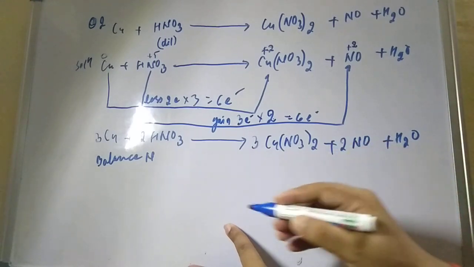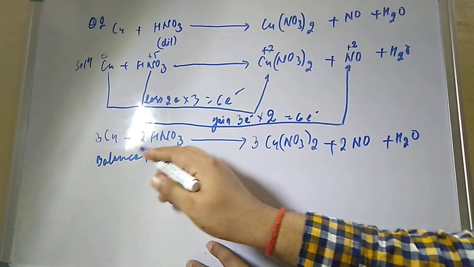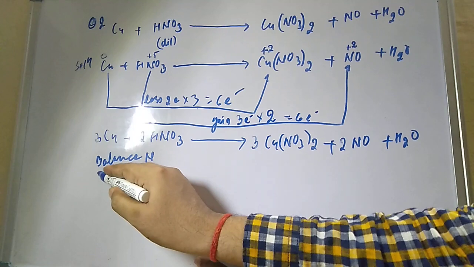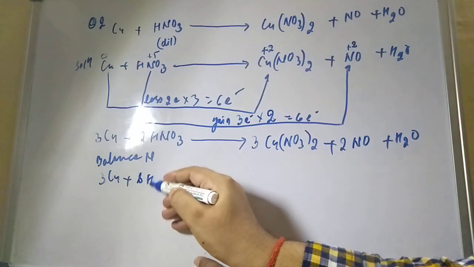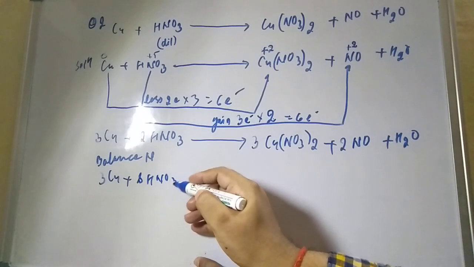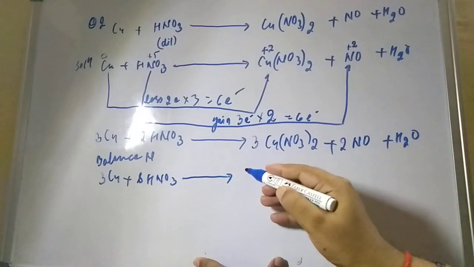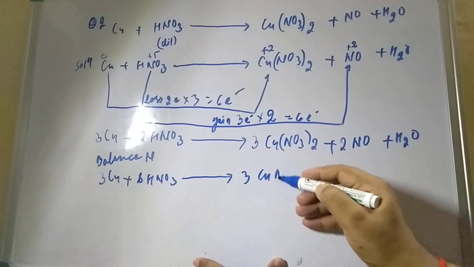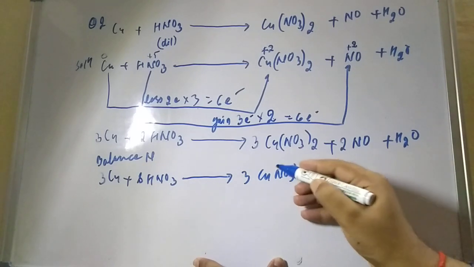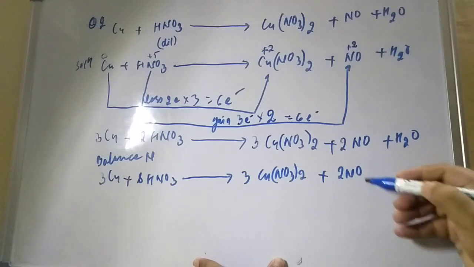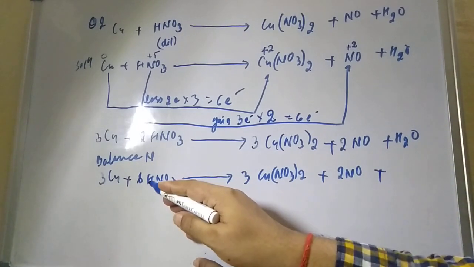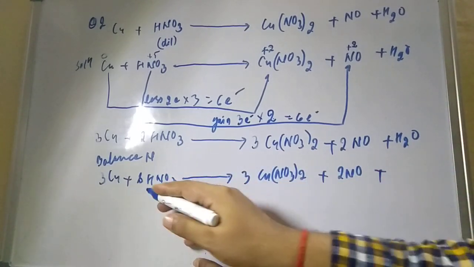Nitrogen is on this side. So here we will remove 2 and put 8 here. So here you write 3 Cu plus 8 HNO3, and then it will give 3 Cu(NO3)2 plus 2 NO, plus hydrogen. You see, students, how many are there? 4 hydrogen. So 8 hydrogen is there.